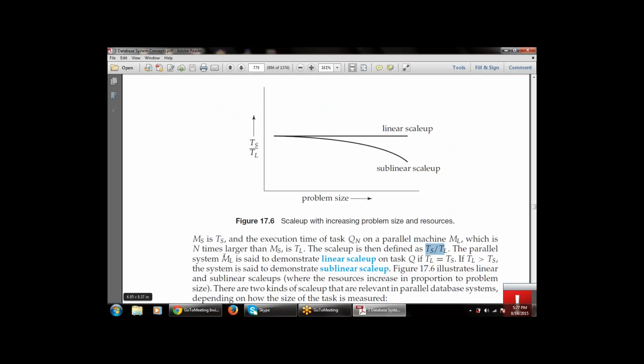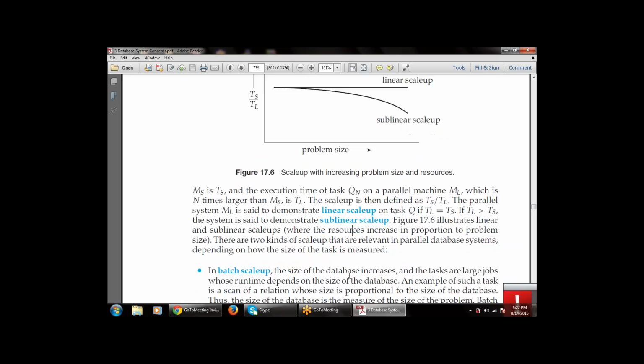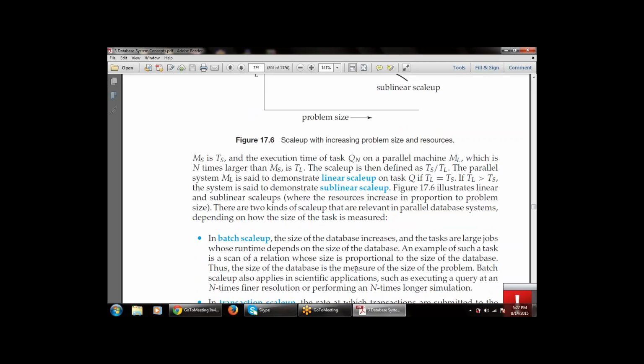The parallel system ML is said to demonstrate linear scale up on the task Q if TL equals TS. And if TL is greater than TS, that is sublinear scale up. There are two kinds of scale up that are relevant in parallel database systems, depending on how the size of the task is measured. It depends on the different activities available in the different tasks.